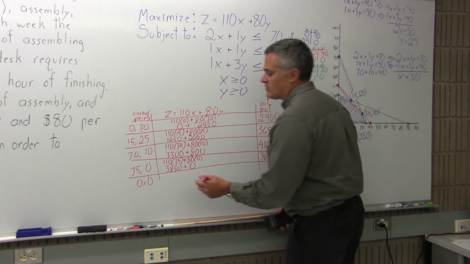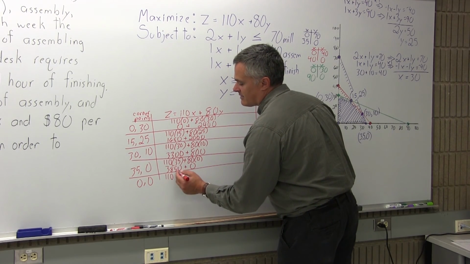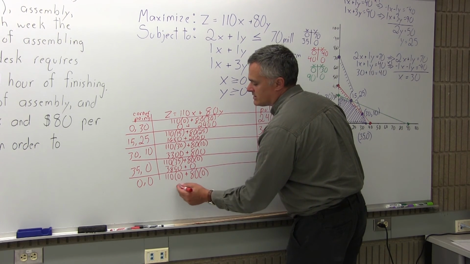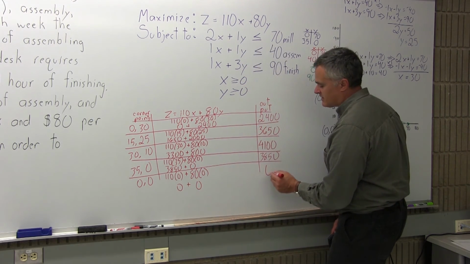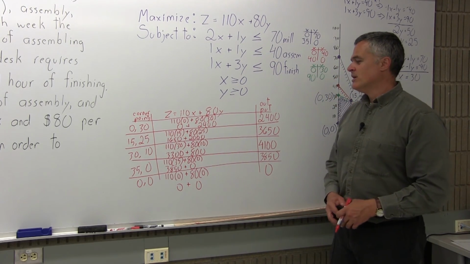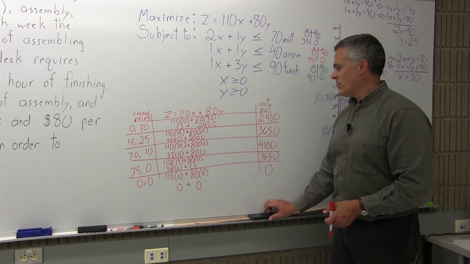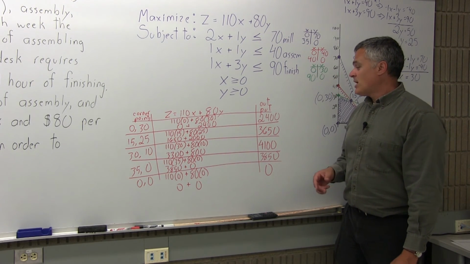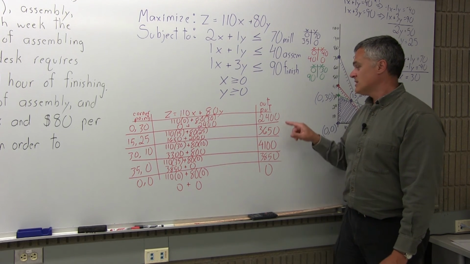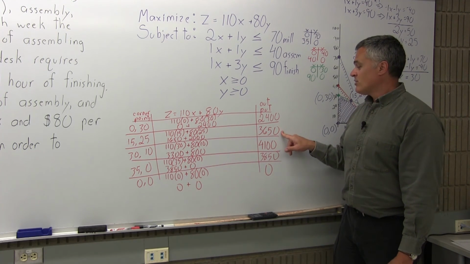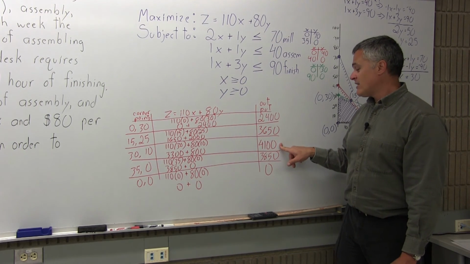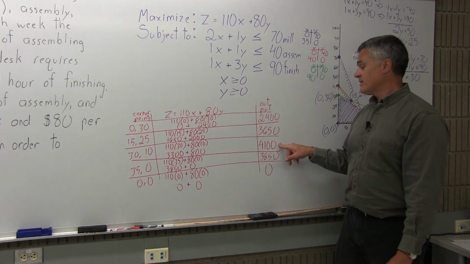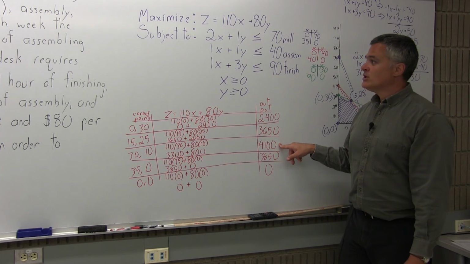The 0, 0 last corner point is going to be 0, of course. 110 times x becomes 110 times 0. 80 times y is 80 times 0, which is 0 plus 0, giving us a profit of 0 by not making any desks and chairs, which, of course, is the point. Now, we want the most profit, not the least. So our options for how much profit is possible with the different combinations of desks and chairs are a profit of $2,400, $3,650, $4,100, $3,850, or $0. Well, the most profit is $4,100.